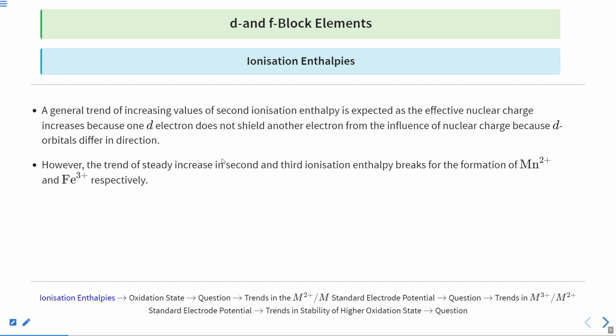So as we move from Mn+ to Mn2+, we will see an exception. We will see a change in the second ionization enthalpy, and as we move from Fe2+ to Fe3+, we will again see a change or an exception in the ionization enthalpy. So for second and third ionization enthalpy, if you are removing the second and third electron, the trend is almost steady, except the conversion attributed to Mn+ to Mn2+ and Fe2+ to Fe3+. Clear?